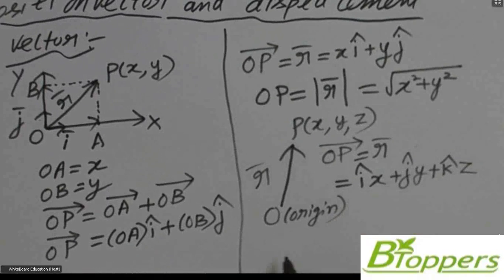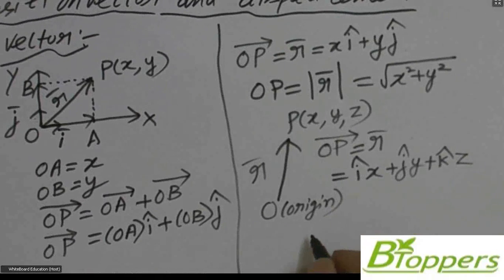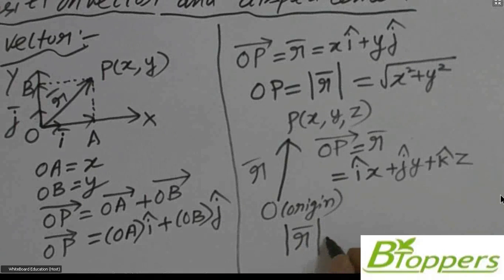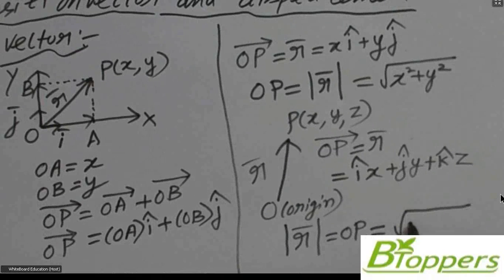The magnitude of the position vector of the point P gives you the distance of the point P from the origin. That means mod of r bar is equal to the length of the line OP, which will be equal to root of x square plus y square plus z square.